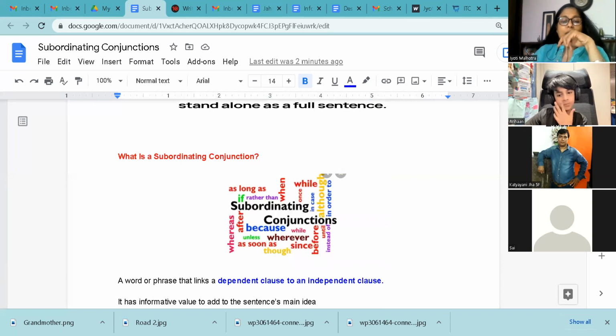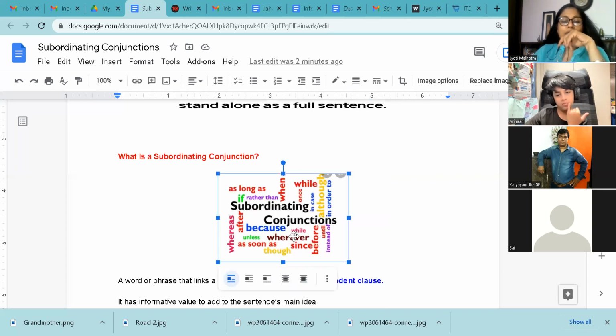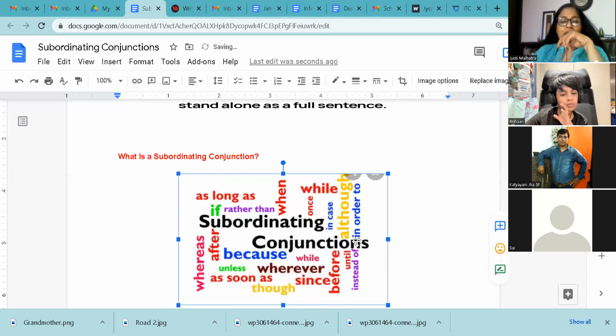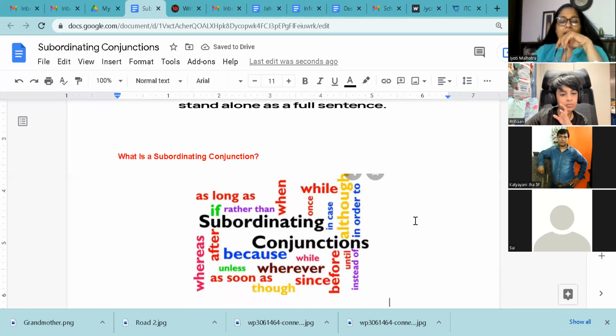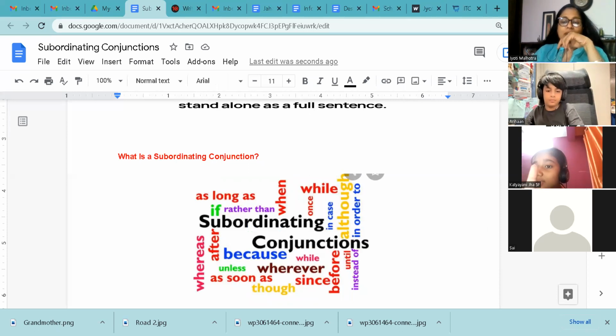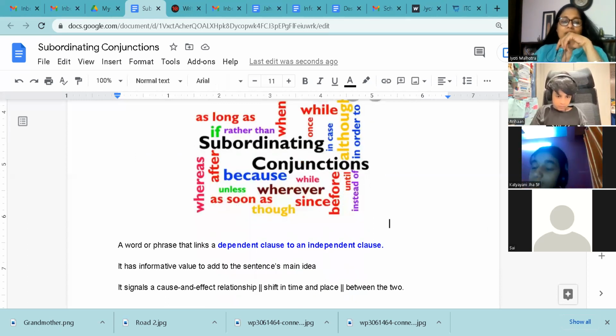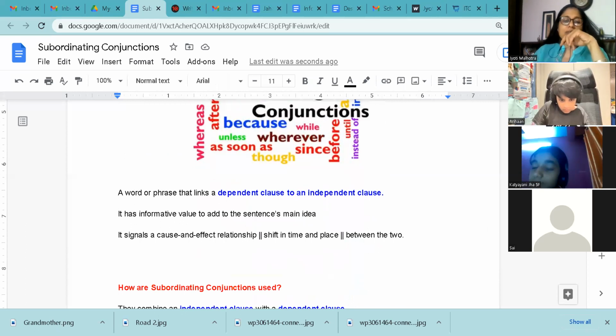Can you make out some of the words that are there in this image? Yes. Can you find at least 5 conjunctions from this picture? Quickly. Yes. Let me see who tells me 5. As soon as, since, as long as. All right. That's 3. So instead of, in order to, when, while, once, they're all examples of subordinating conjunctions.